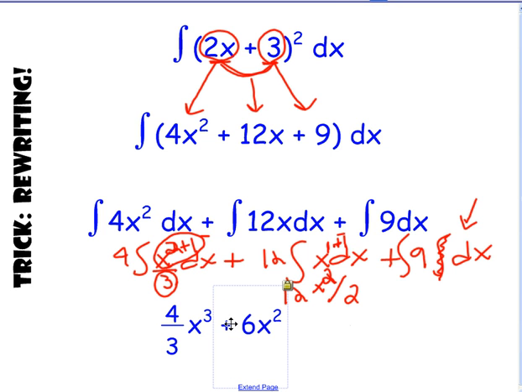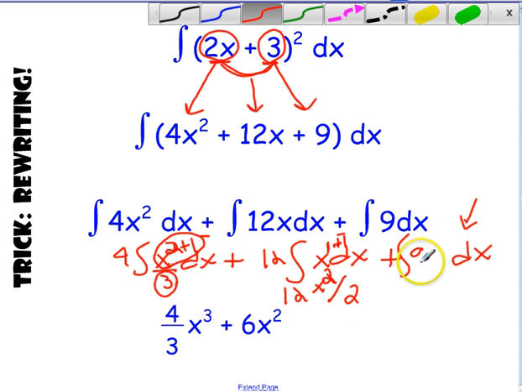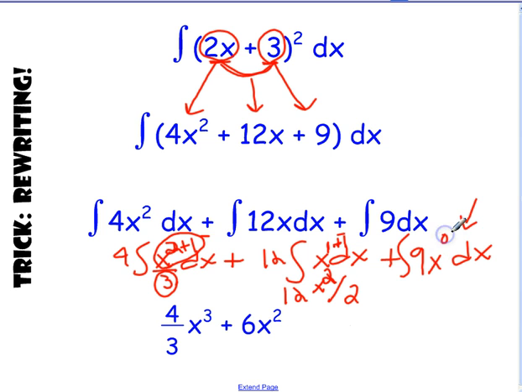Then when I do this one over here, this is like having 9x to the 0 power. Let me erase that so you can see that a little bit better. It's the same thing as having 9 times x to the 0. I add 1, that gives me x to the first, and I divide by 1. And that's just going to give me a 9x. So I'm going to have for this one a plus 9x. And the thing I can't forget is that anytime I do an antiderivative, I have to add a plus c, because any one of these could have a constant on the end. So that's my final answer.